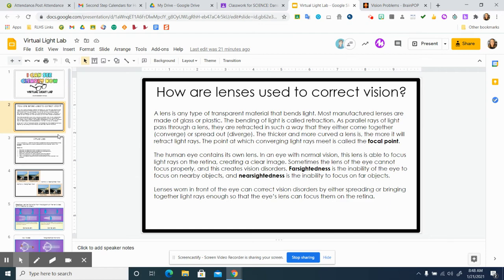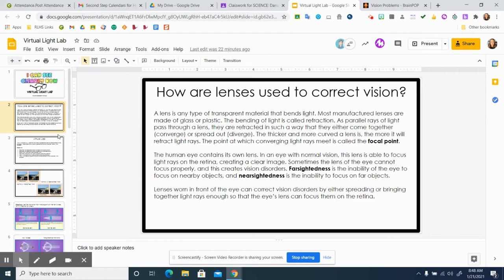As parallel rays of light pass through a lens, they are refracted in such a way that they either come together, which means converge, or spread out, which means diverge. The thicker and more curved a lens is, the more it will refract the light rays, the more it will bend the light rays. The point at which the converging light rays meet is called the focal point. So when all the light rays come together, that's called the focal point.